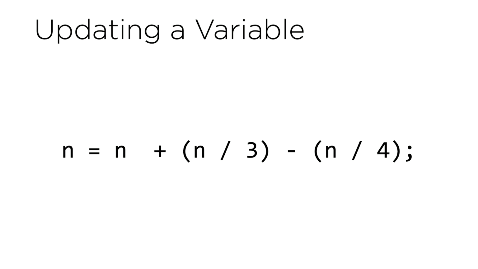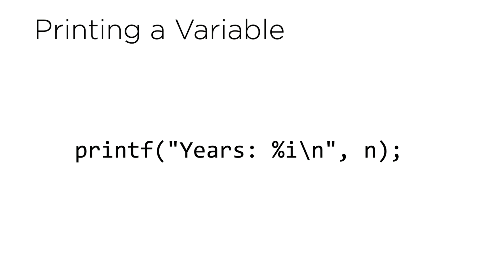And finally, once you've completed the calculation, you can print out a variable using the printf function, saying printf years colon, and then %i, where %i is going to stand in for an integer. Which integer? Well, that you specify after a comma, and here we're saying print out the value of n as the integer to print to the user.